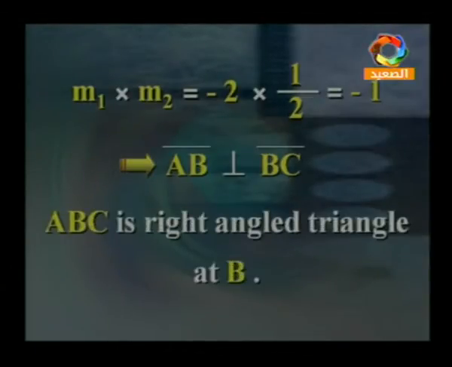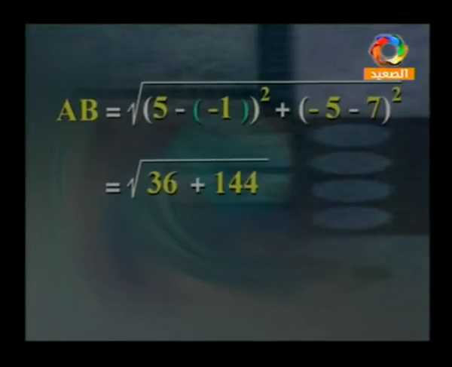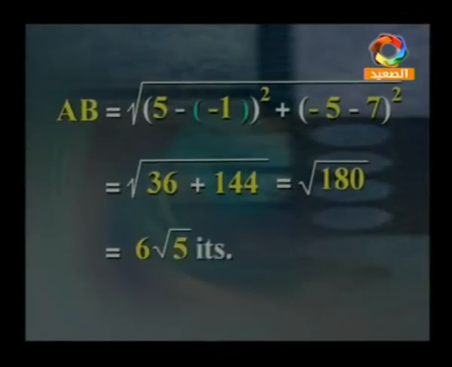So ABC is right angle triangle at B. To find its area, we have to find the length of its base and its height. So AB equals square root of (5 minus negative 1) all to the power of 2 plus (negative 5 minus 7) all to the power of 2 to give a result as square root 36 plus 144 equals square root 180, and this will lead us to 6 square root 5 units.